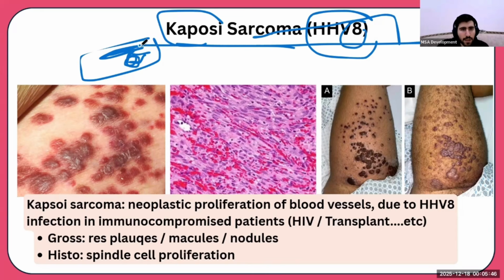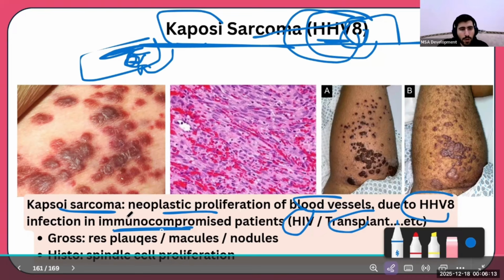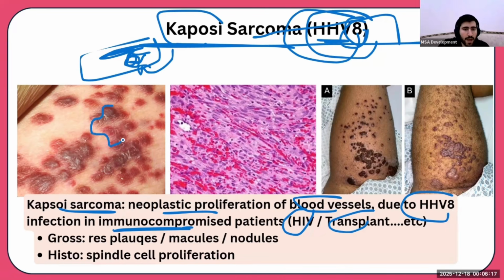Okay, so Kaposi sarcoma is neoplastic proliferation of blood vessels under the skin due to infection of human herpes virus number 8 in immunocompromised patients. The patient must be immunocompromised, have low immunity. So human herpes virus 8 can cause the infection. So, who are immunocompromised patients? HIV, transplant people, and so on. So, Kaposi sarcoma, neoplastic proliferation of blood vessels due to human herpes 8 in immunocompromised patients. How will they appear? Like these red plaques, macules, nodules.